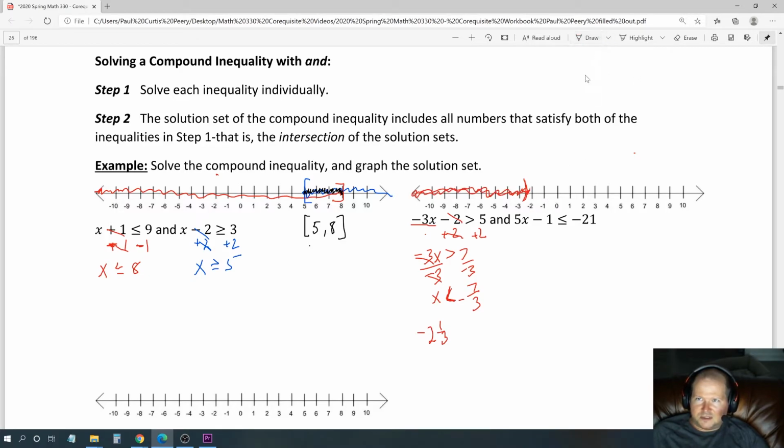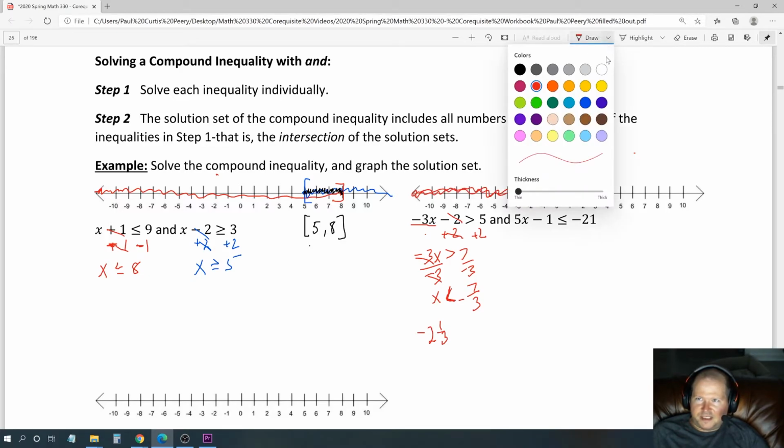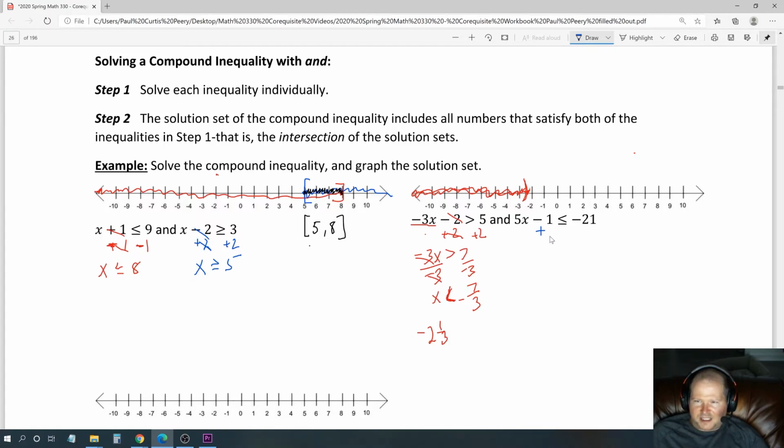Okay, so let's do the same procedure again, but this time we are going to do the other ones. We have 5x minus 1 is less than or equal to negative 21. We get rid of the negative 1 by adding 1 to both sides, and we have 5x is less than or equal to negative 20. Then we undo the multiplication by dividing by 5. These cancel out. That gives me x is less than or equal to negative 4.